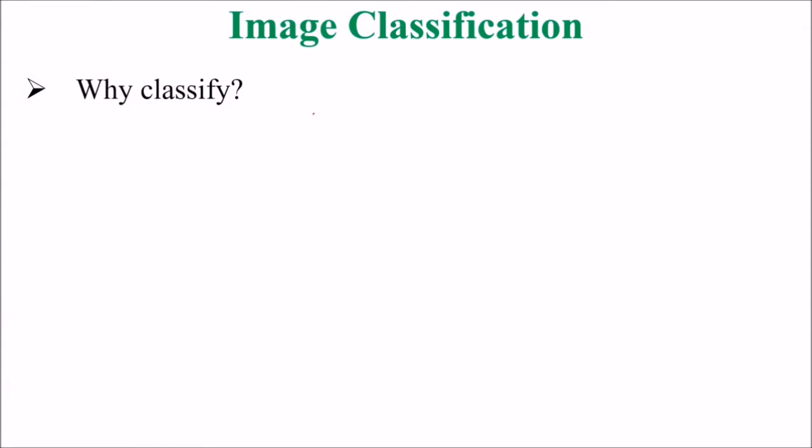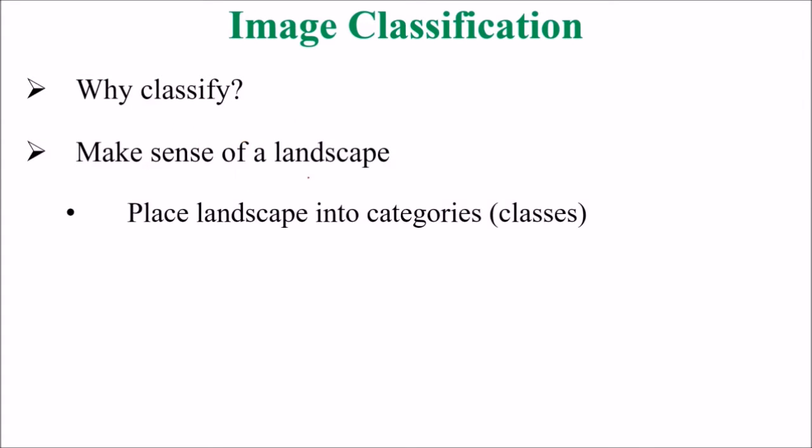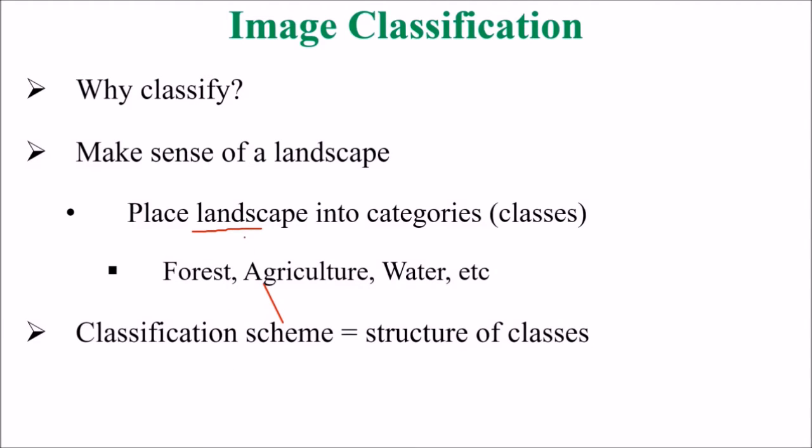So in image classification, the question arises is why to classify? Because we want to make sense of the landscape, to put the landscape into different categories, because we know in the real world, this is our marshy land, this is our urban land, this is our water bodies, like the forest, agriculture, water. Then there has to be a classification scheme. That means you have to make a scheme, that is how you are going to divide it into various clusters. That is, the structure of clusters is to be defined. And this actually depends on the needs of the user.